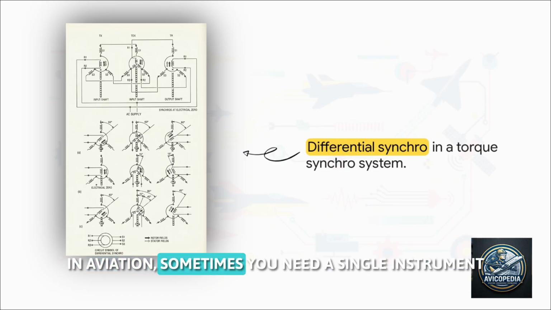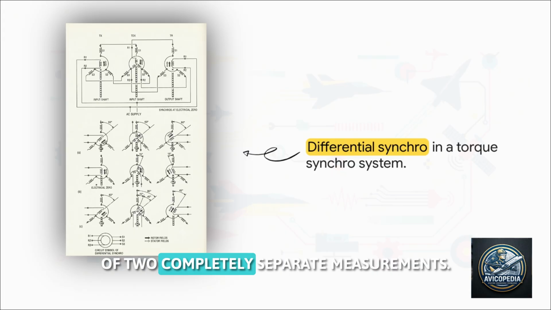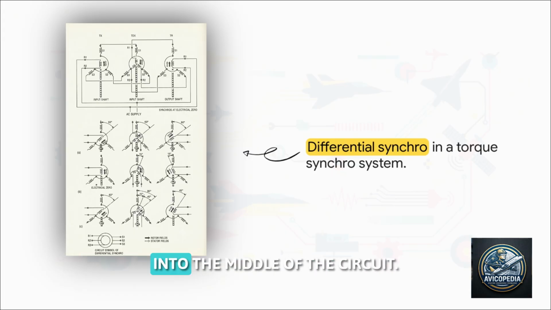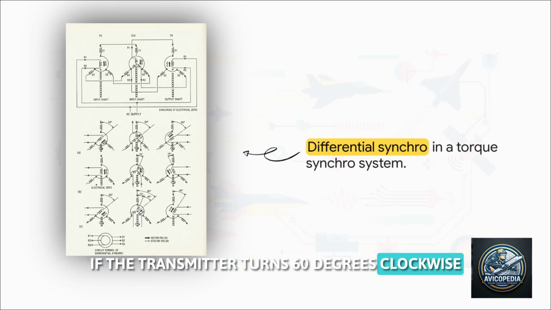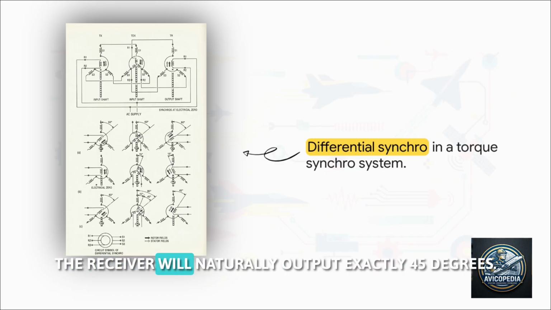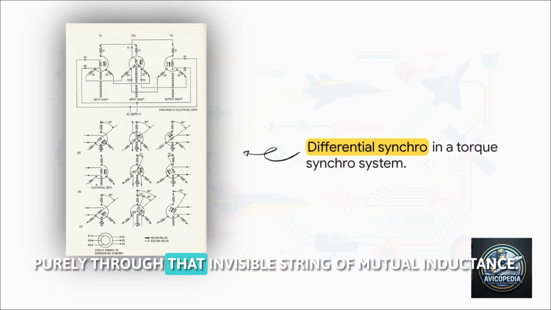In aviation, sometimes you need a single instrument to show the sum or the difference of 2 completely separate measurements. By wiring this uniquely wound differential synchro into the middle of the circuit, you can mathematically modify those magnetic fields. If the transmitter turns 60 degrees clockwise and your differential synchro is turned 15 degrees clockwise, the receiver will naturally output exactly 45 degrees. It is literally doing subtraction and addition purely through that invisible string of mutual inductance.